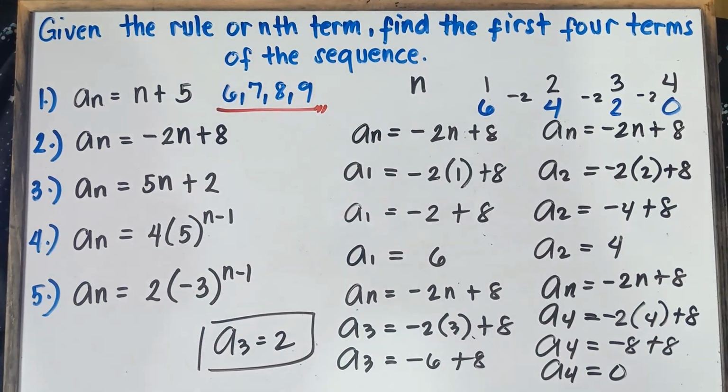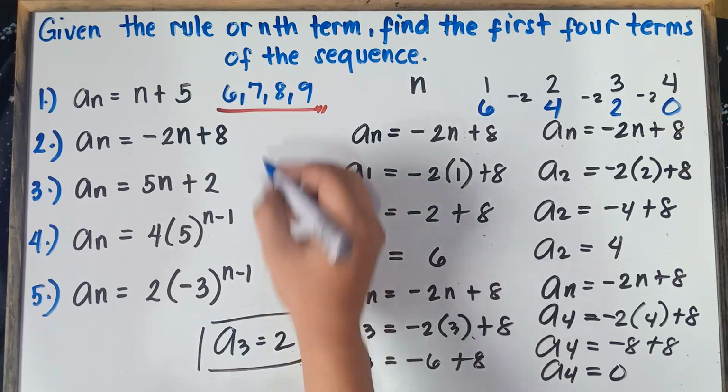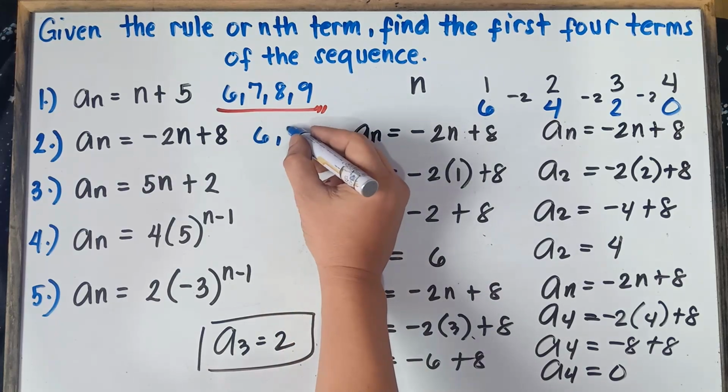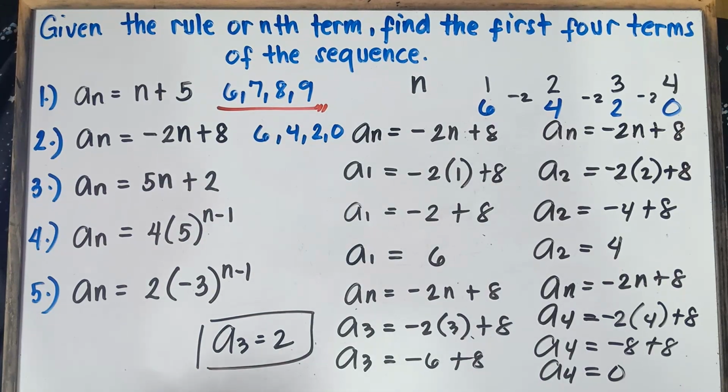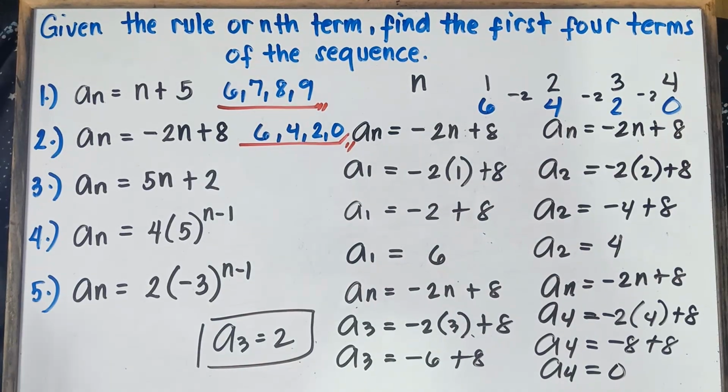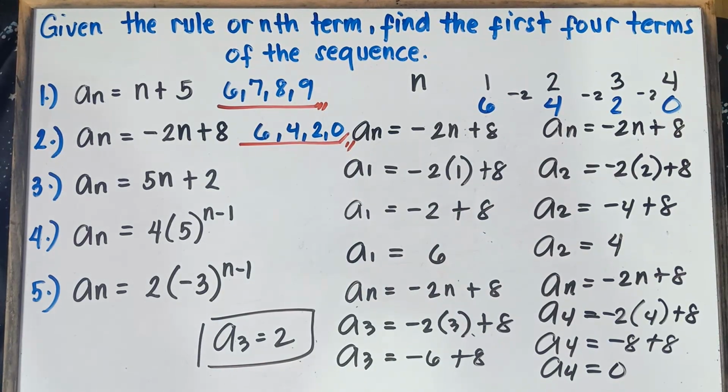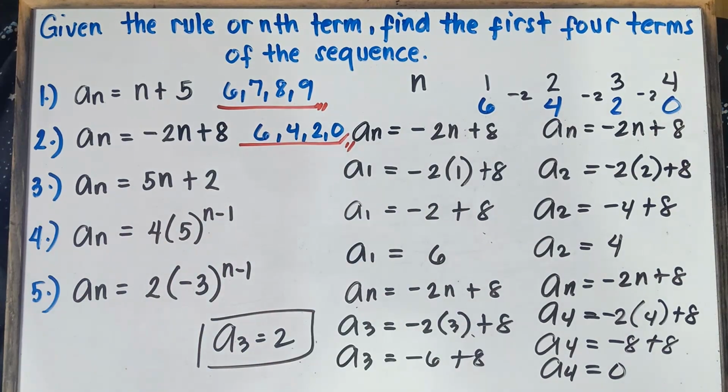So therefore, class, for number 2, our answer we have 6, we have 4, we have 2, and then 0. That's it, class. All set. This is the answer, class, with regards to example number 2. The first 4 terms, we have 6, 4, 2, and then 0. All set. Alright, so let's proceed now to example number 3.